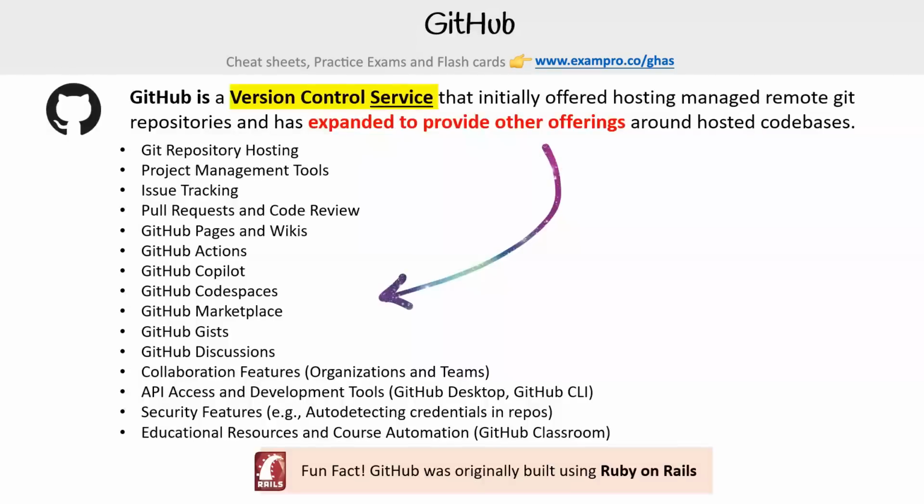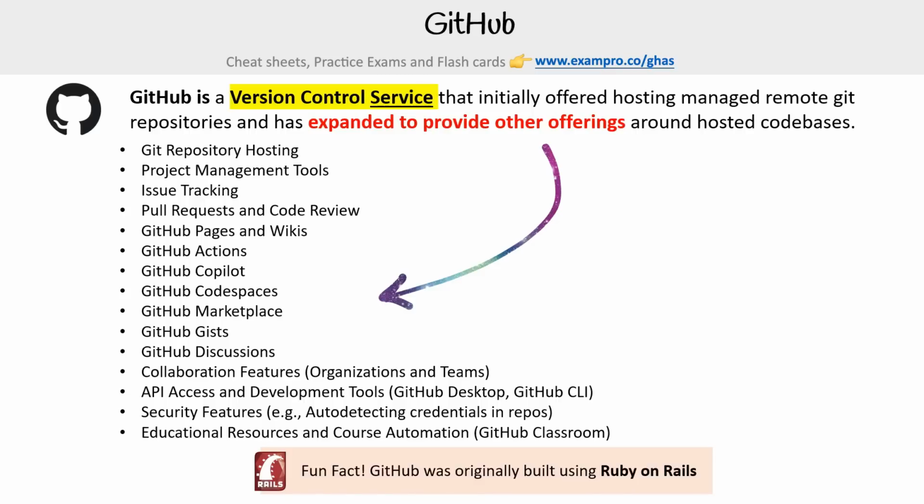Now, GitHub is a version control service. I would even say it's like a SaaS service, which allows you to access a Git-based version control system from anywhere on the internet. It is a hosted, managed remote Git repository, but they have expanded to other offerings as well. For example, now you can also have project management tools, pull requests, and code reviews. GitHub has even got GitHub Pages and wikis.